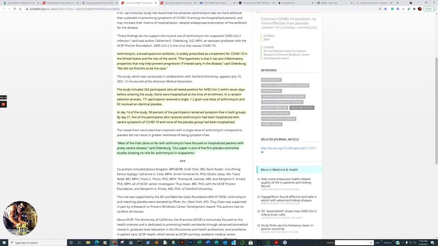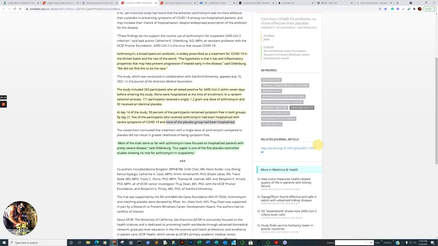The study included participants with SARS-CoV-2 infection, not in hospital. I'm only going fast because I know you can read this all on your own. Received a single 1.2 gram oral dose of azithromycin and 92 received an identical placebo. At day 14 of the study, 50% of the participants remained symptom-free in both groups. By day 21, 5 participants who received azithromycin had been hospitalized with severe symptoms of COVID-19 and none, wait a second, I didn't read that part, none of the placebo group had been hospitalized.